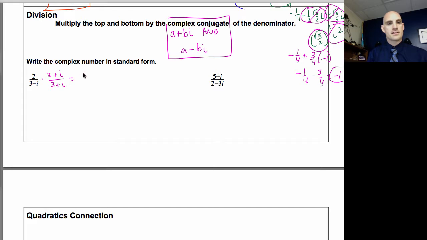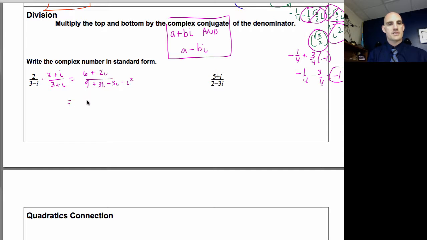So what I'm left with is 6 plus 2i over 9. So 3 times 3 is 9. 3 times i would be 3i. Minus i times 3 would be minus 3i. Minus i times i would be minus i squared.